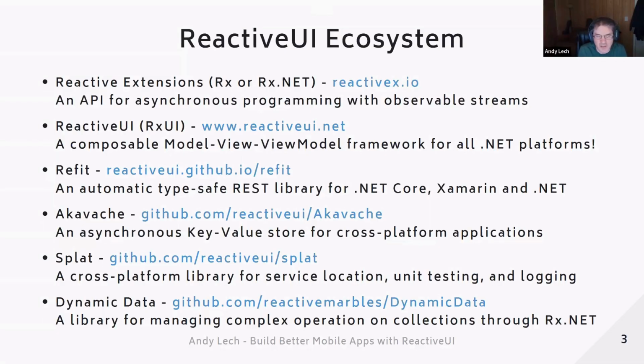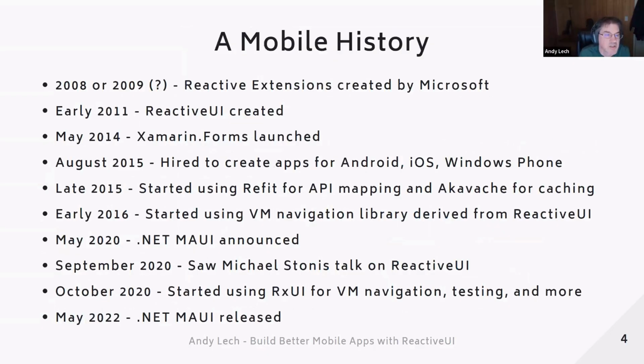Splat can do service location and a bunch of other things with it. Dynamic data is just a way of handling operations over the top of projections of data instead of modifying the data stream. It's like a super powerful way to hack into your collections.